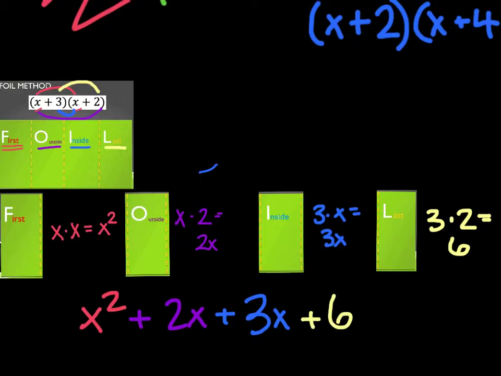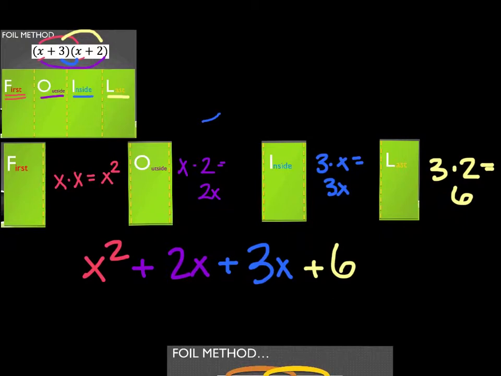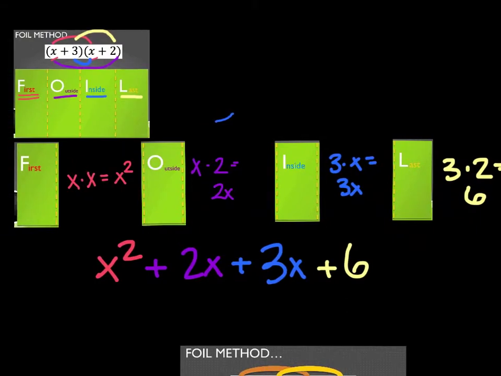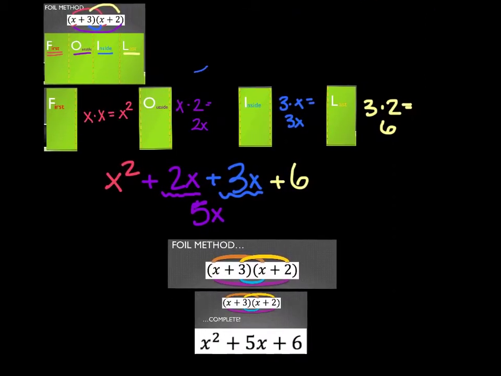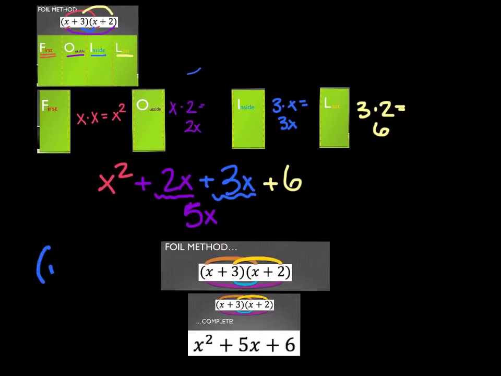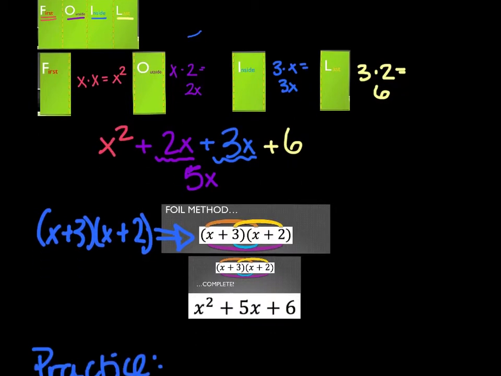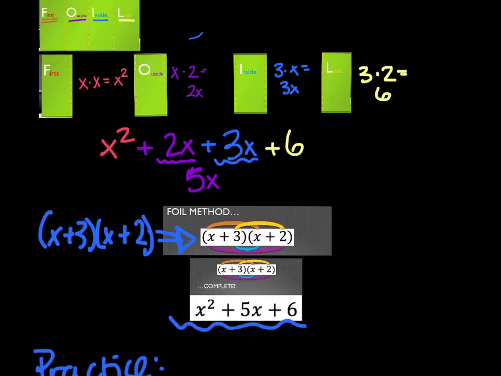And I know some of you are probably saying right now, but Miss Beardsley, we can combine like terms. This 2x and this 3x, they can combine together and become 5x. So this problem, instead of x plus 3 times x plus 2, we can rewrite as x squared plus 5x plus 6.